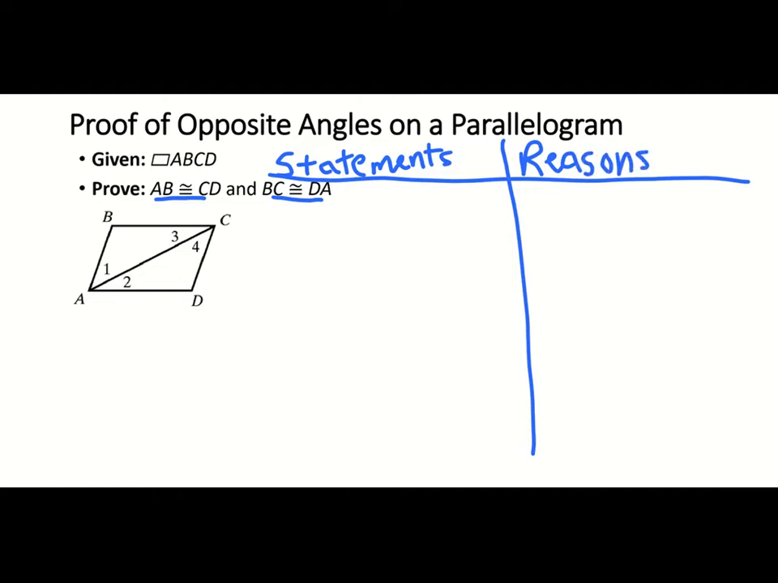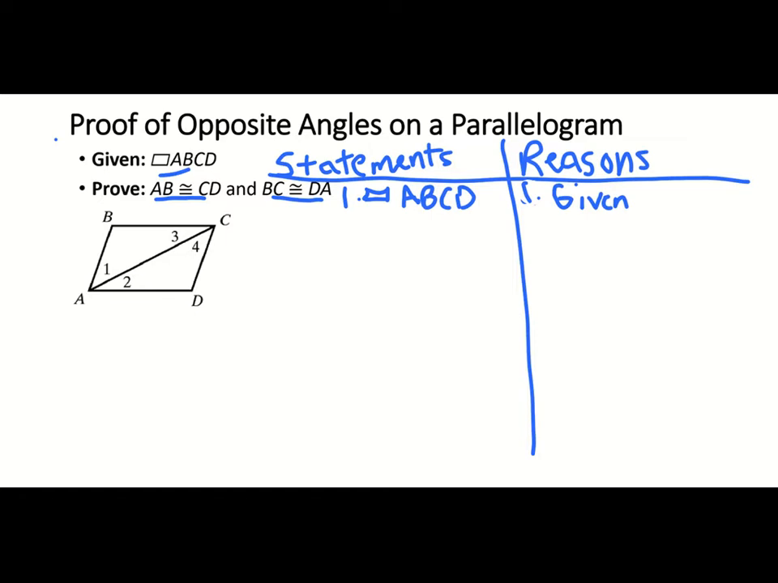Okay, now our given for this one. This means we are given parallelogram ABCD. That little symbol stands for parallelogram, so it is parallelogram ABCD. Oops, that's a 1 there, not a 2. That is our given.